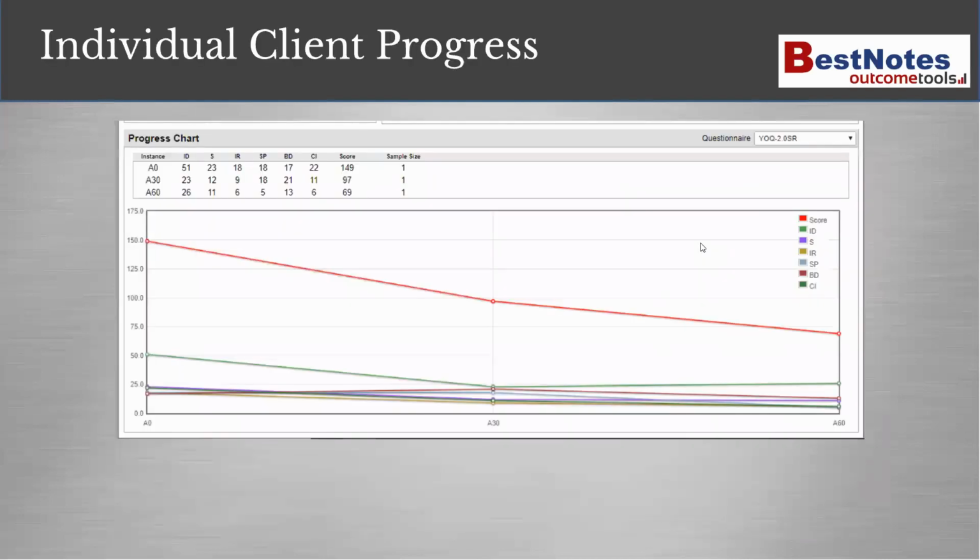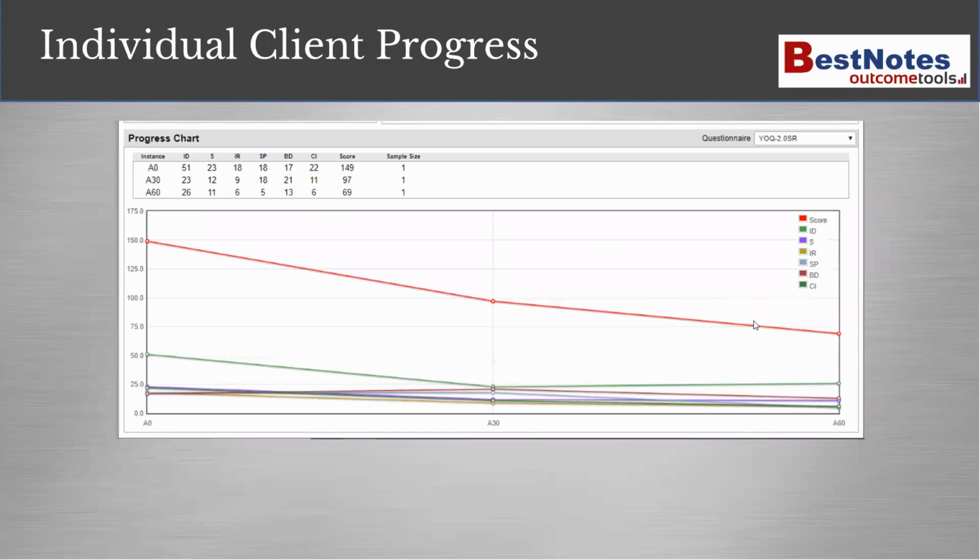Once you get multiple instances of the survey into your system, you can then compare and show. This is where we're talking about showing progress over time. So this particular client took the survey on admit, 30 days after admit, and 60 days after admit. And on a YOQ 2.01 self-report, a downward trend line shows that the client is improving. Now, your overall score isn't telling you the specifics of what is happening.